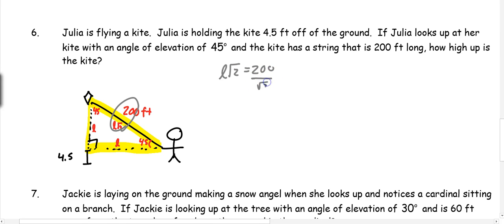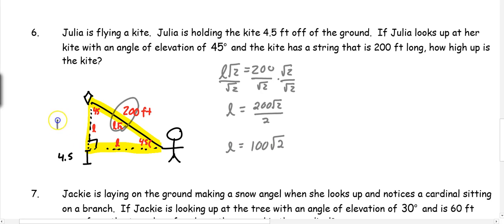and solve for L. So divide by root 2 and rationalize by multiplying by the root that was on the bottom. 200 root 2 over 2, which reduces to 100 root 2, which means that the height of the kite is 100 root 2, but we have to include the 4.5 feet that she held it, so the height is my side of the triangle, 100 root 2, plus 4.5 feet.